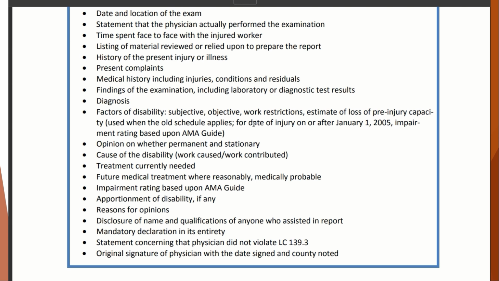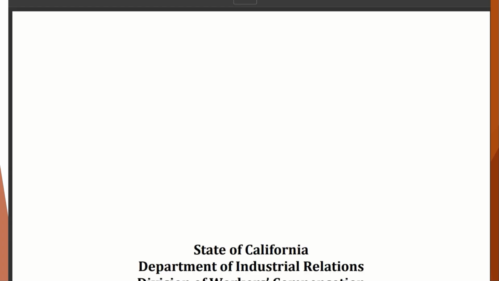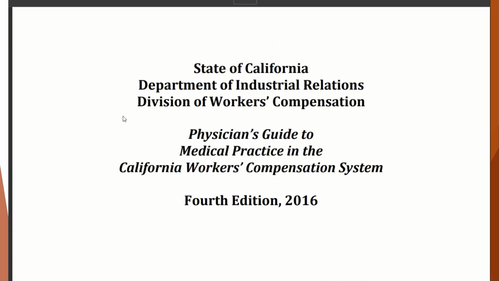in California workers' compensation. Now, it's very interesting because the 2016 Physician's Guide is a California-specific document. Very interestingly, we also, in California workers' compensation, use the AMA Guides 5th edition. And the AMA Guides 5th edition is not California-specific, but it is permanent impairment evaluation specific.